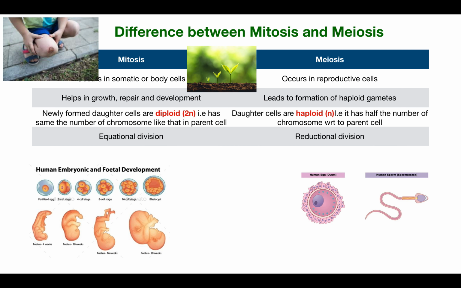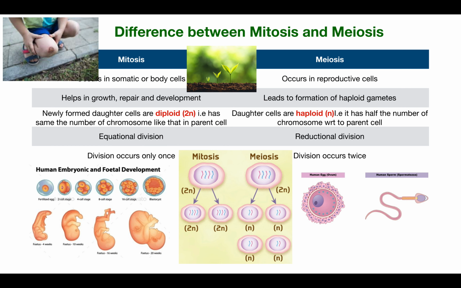Now, mitosis division is going to occur only once. Meiosis is going to occur two times, twice. That is, the first stage will be known as meiosis 1 and the second stage will be known as meiosis 2. Now, here you can check in mitosis, there will be formation of two daughter cells and both the daughter cells are diploid, carrying the same number of chromosomes like that of the parent cell. But in the case of meiosis, the parent cell is diploid, but after division, you can see there are four newly formed daughter cells which are haploid. Clear with this part? Okay.